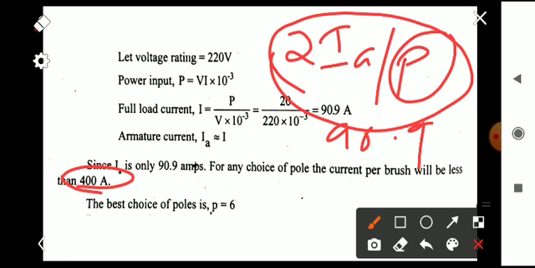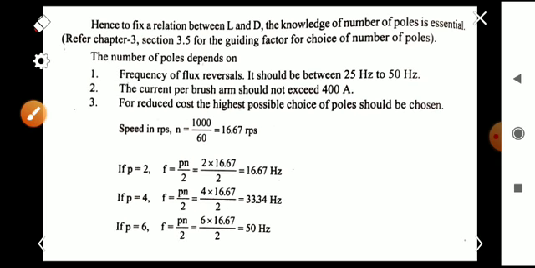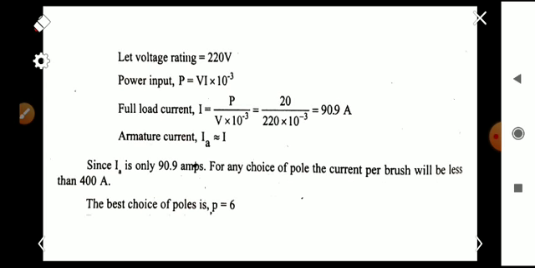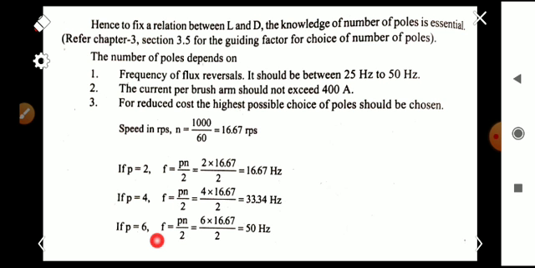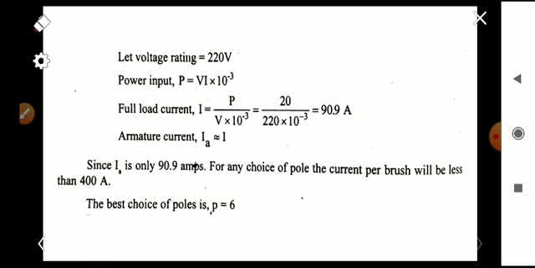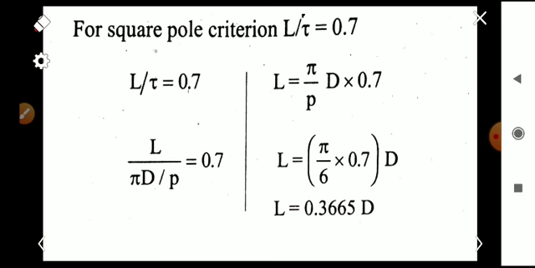So both the values, that is 33.34 and 50 hertz, are acceptable values for this design. In that case we have to choose the highest number of poles. Here 4 and 6 are allowable, so we have to choose the number of poles as 6. If we choose a high number of poles, we can reduce the overall cost, so P is chosen as 6. After that we can find L and D.